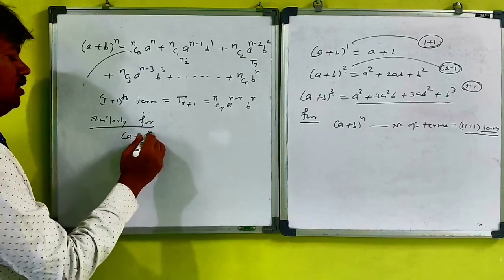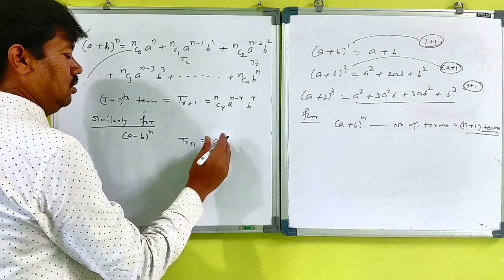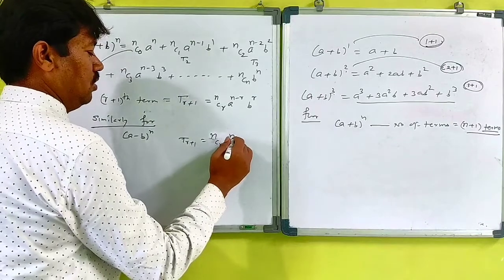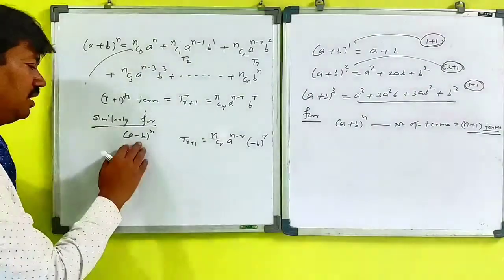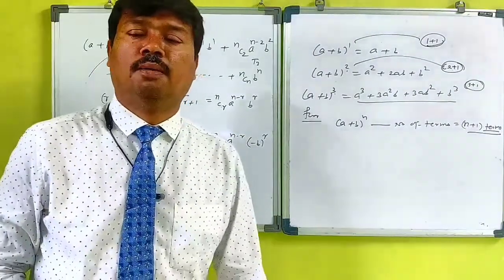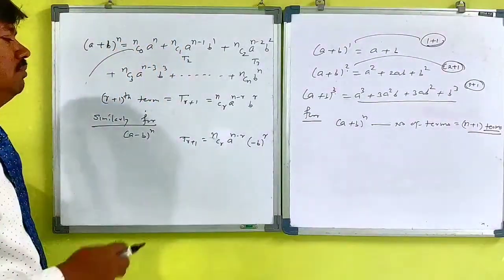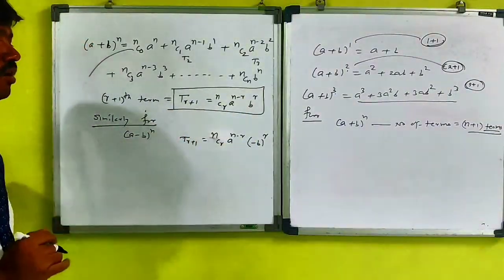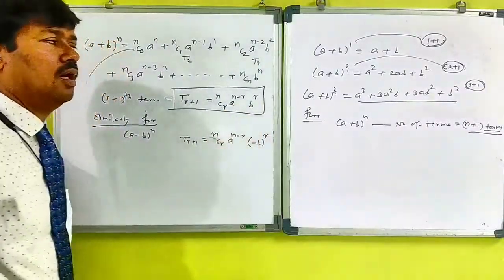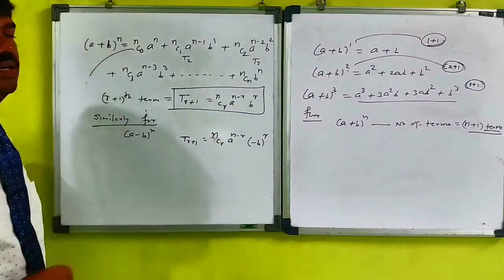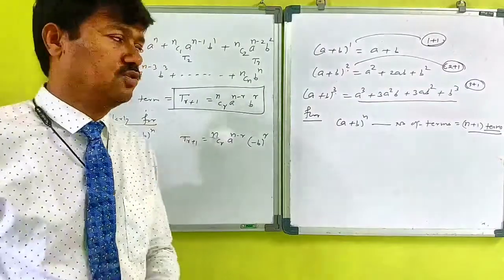Similarly, if it comes to (a minus b) raised to n, then what will T(r plus 1) be? It is nCr, a raised to n minus r, and you only have to replace b with minus b, that's it. Because minus means you have to put the value of b as minus b in the formula. So for a particular term in any expression, you have to remember this formula: T(r plus 1) is always given by nCr, a raised to n minus r, b raised to r, for the expression (a plus b) raised to n. I am writing that as a formula, and we will solve some problems based on this.